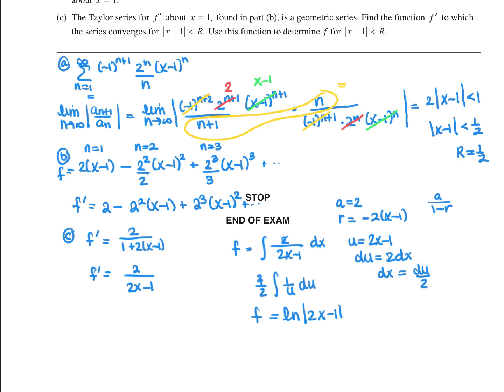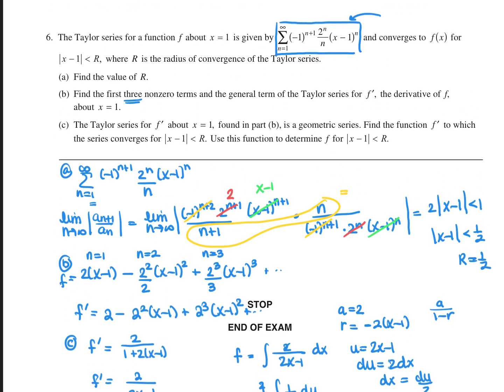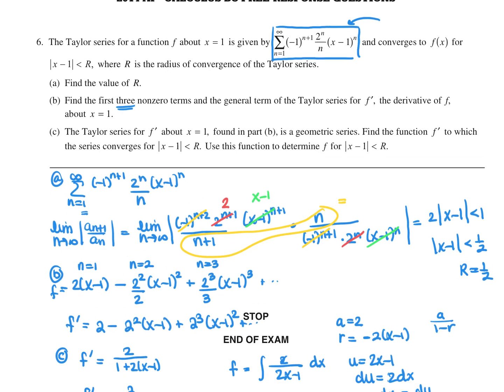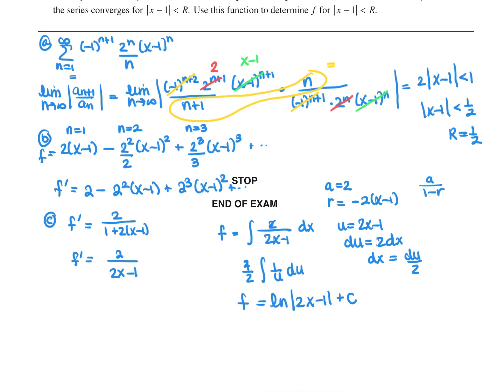And of course, when it's not a definite integral, you have your plus c. Now remember, the c is going to be the constant of integration. So we know it was given that f of 1 is equal to 0. We know that, because if we plug in 1, we're going to get 0, so c is in fact 0.